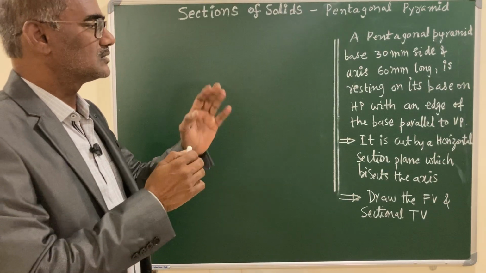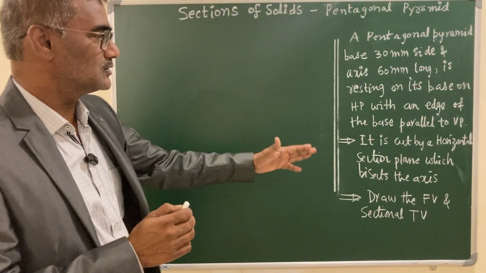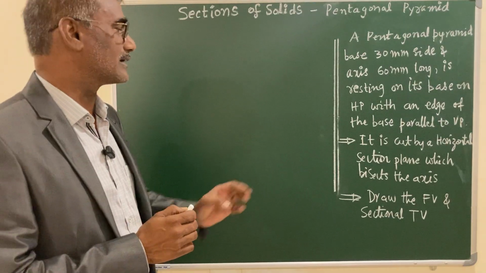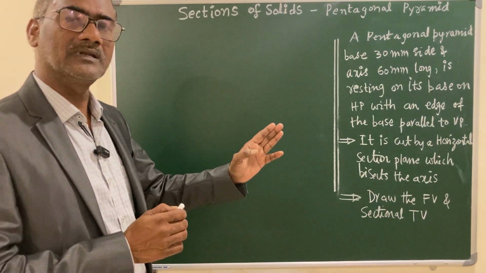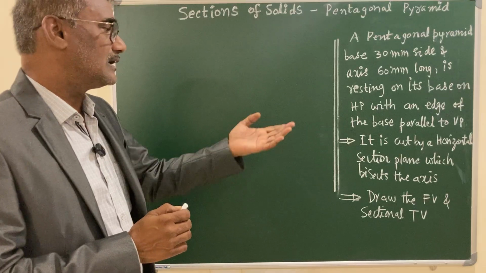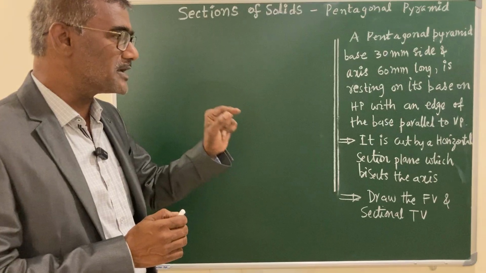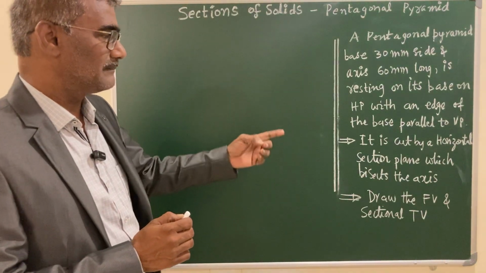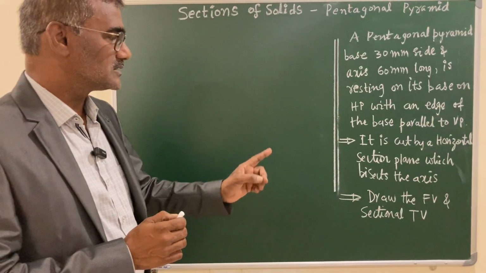So first you draw the projections of the solids in simple position, and then proceed to your sections of solids, that is the description of the cutting plane. Let us look at that. It is cut by a horizontal section plane. The cutting plane, how is it? Horizontal means parallel to the ground, parallel to HP, and it bisects. That means it is passing exactly through the midpoint of the axis. So that is clearly described, and the result required is to draw the front view and sectional top view.